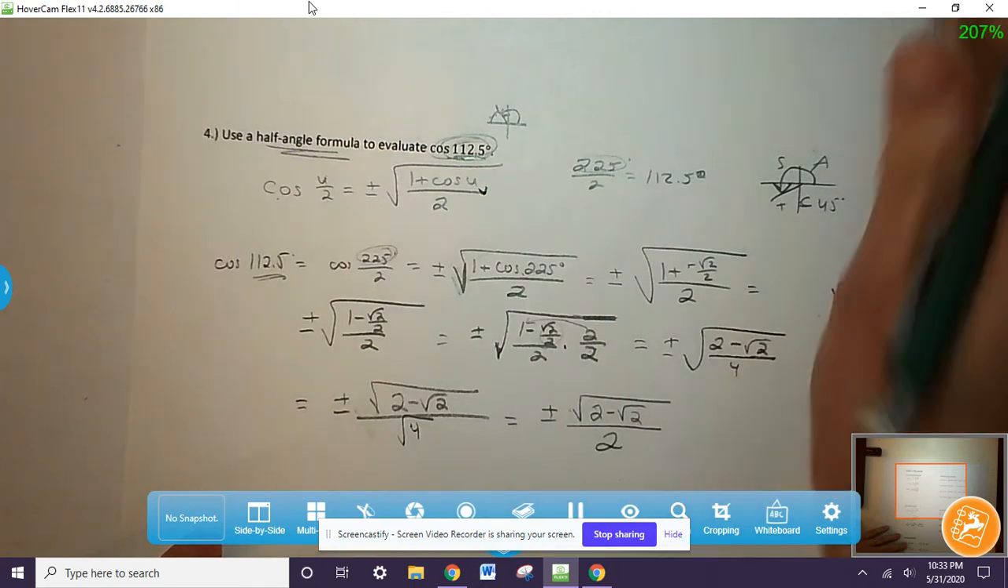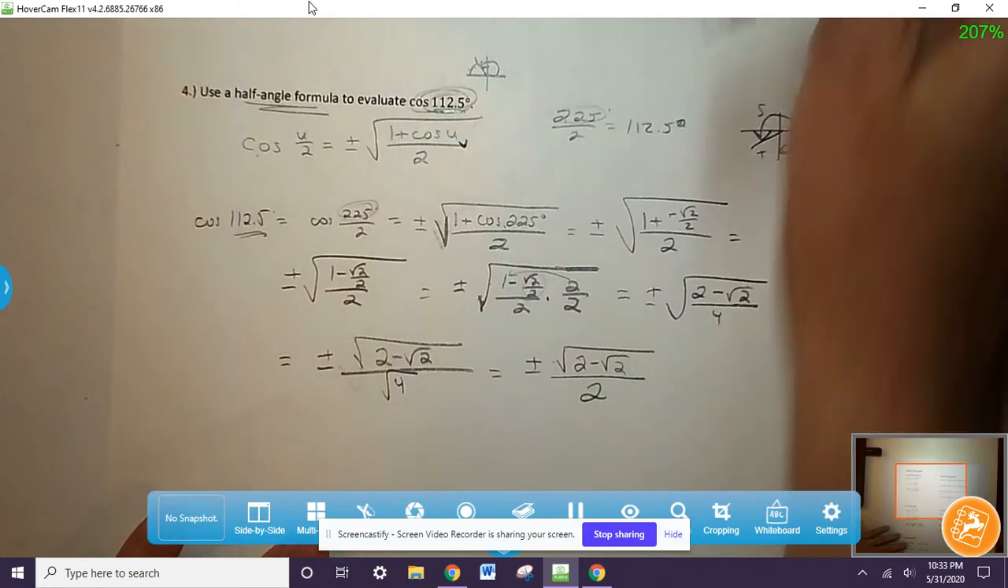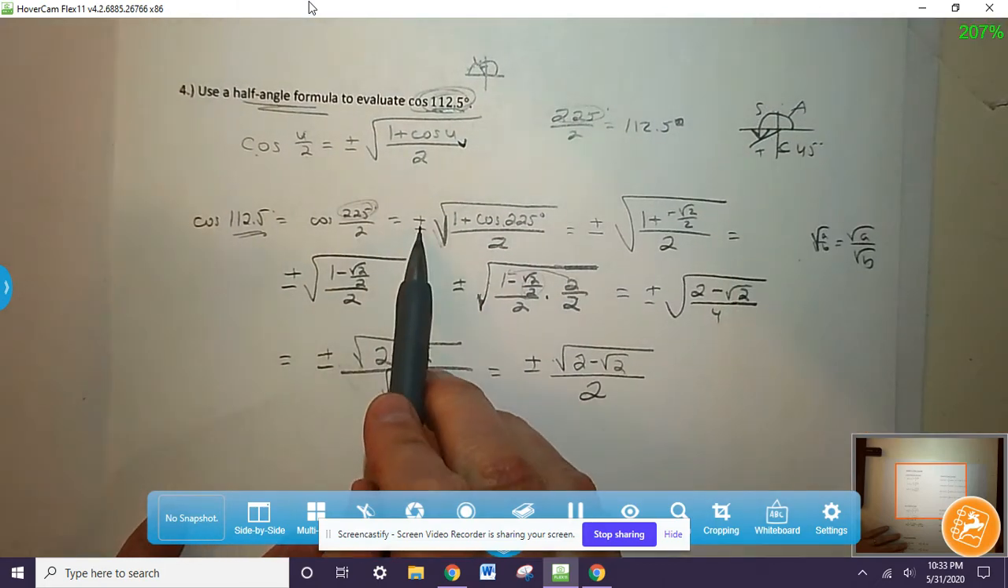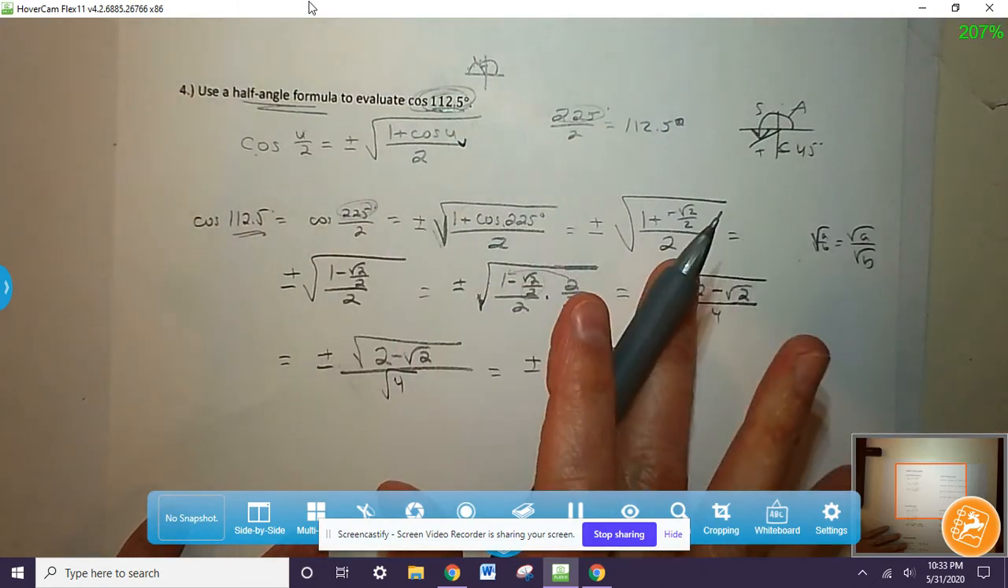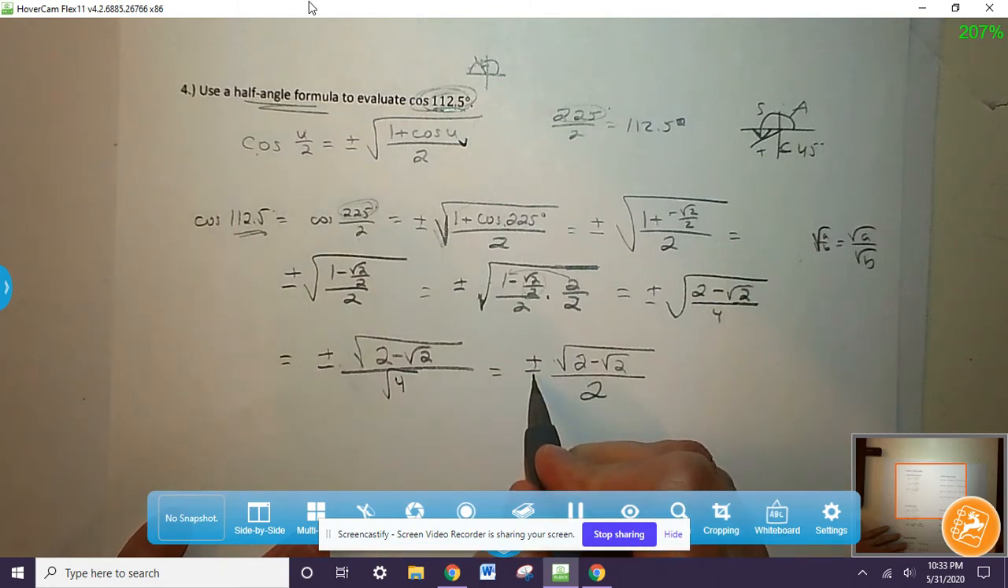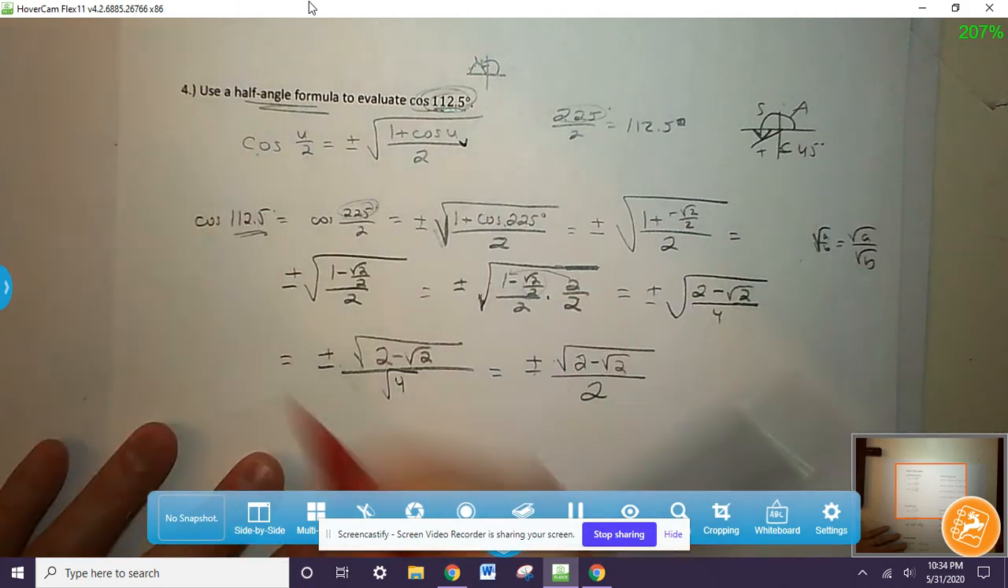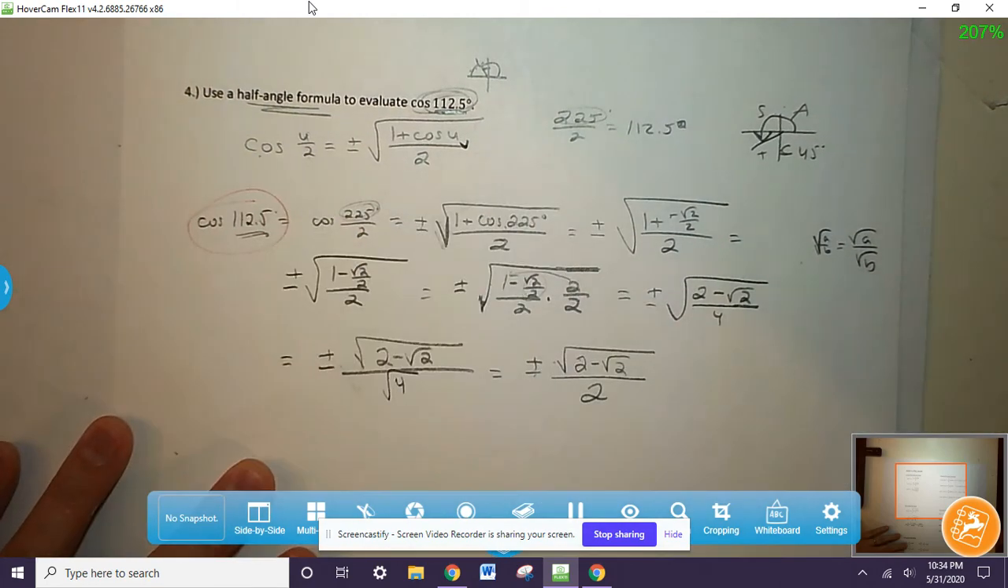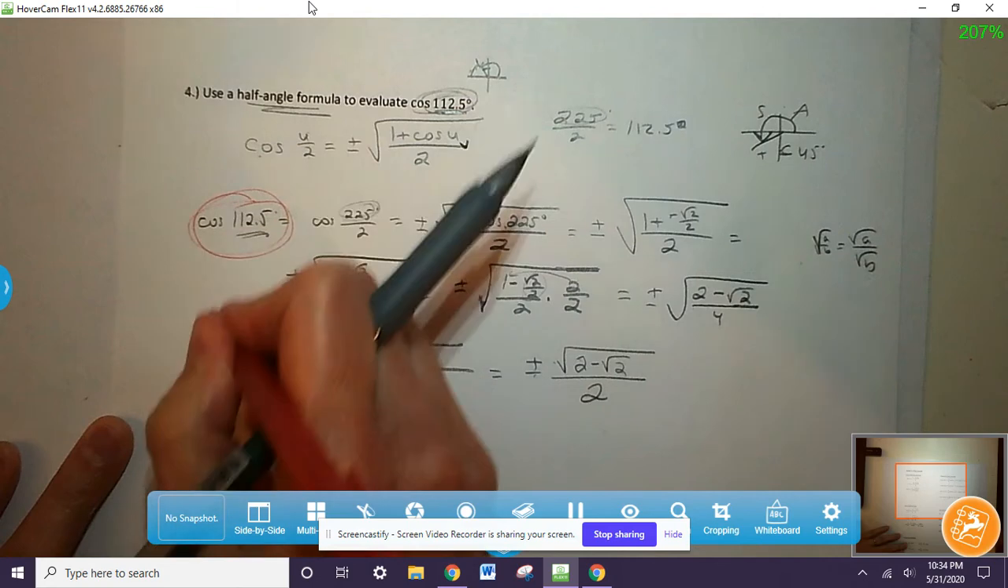Now our final job, which typically I do this first, but since we're only doing one example of this, I'm just going to show you how to do this at the end. Our final job is to select plus or minus. So here's how we do that. We think about what we're finding. We are finding the cosine of 112.5.